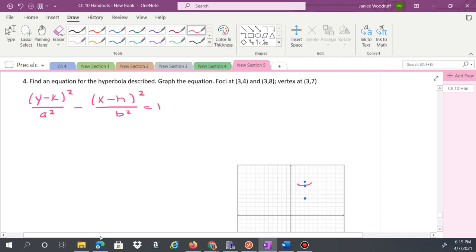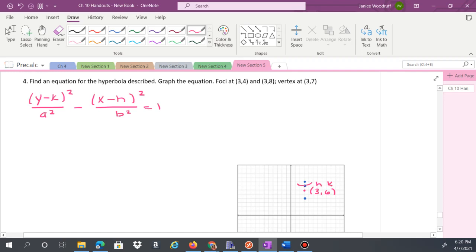Now, the center is going to be in between the foci, okay? So let's see here. Let's ignore this point right here. I've got 1, 2, 3, 4 in between the foci, which means 4 divided by 2 would be 2. So 1, 2, which means the center of this hyperbola is right here at this point, which is 3, 6. Okay, so that's going to be my h and my k.